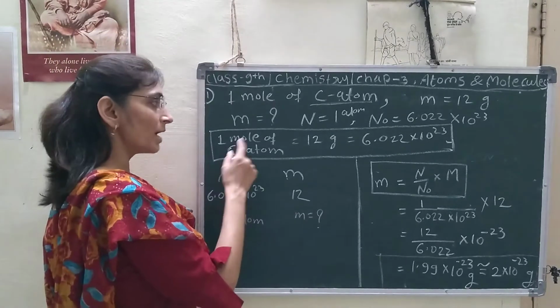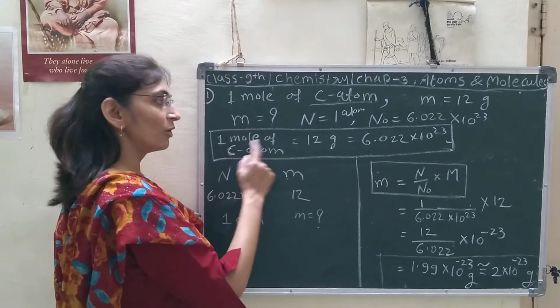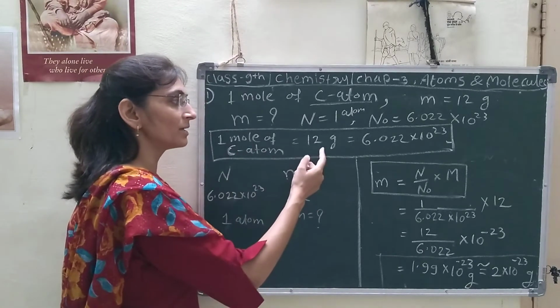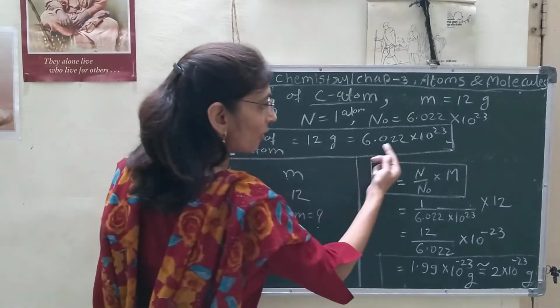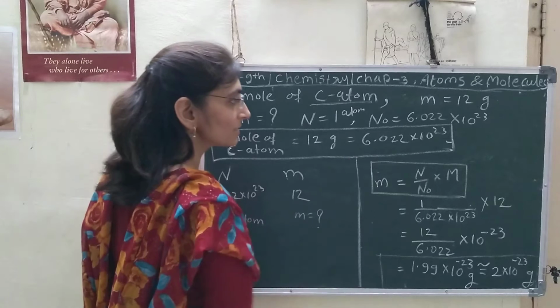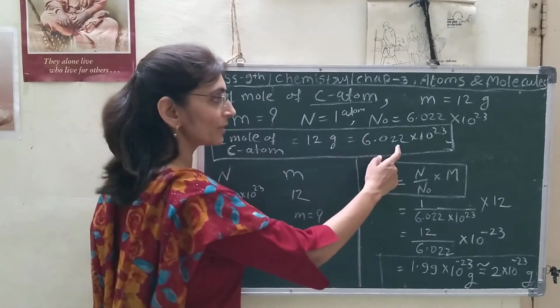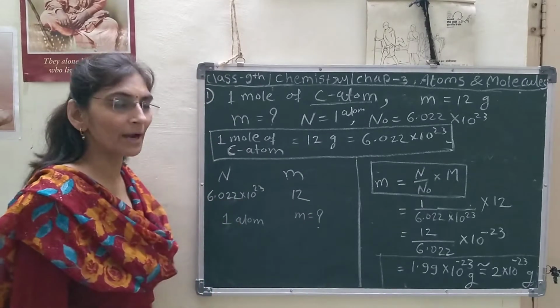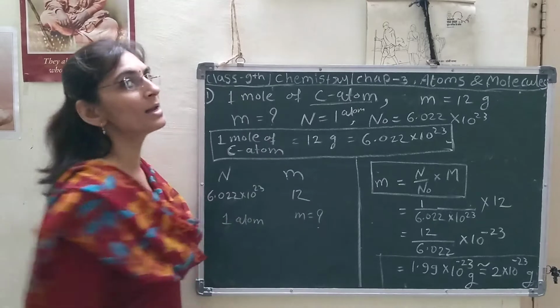So what is given? 1 mole of carbon atom is equal to 12 gram. It is equal to its atomic weight. Again, in the form of number of atoms, it is equal to Avogadro's number, that is 6.022 into 10 to the power 23. So we have to calculate here the mass of 1 atom.